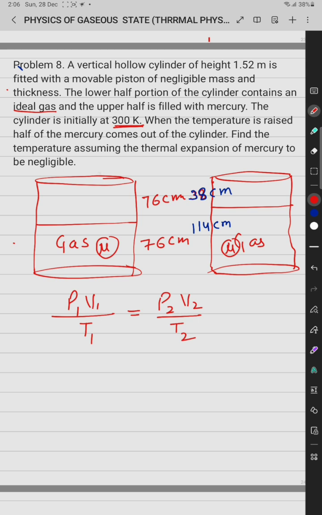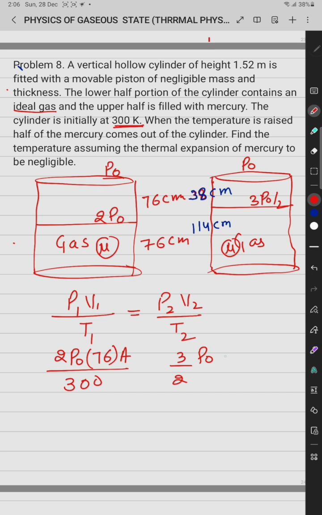Now about the initial pressure: up to this point the pressure is P0, and the gas pressure is just twice of P0. At this point it is P0, half pressure, it means at this point the pressure will be 3P0/2. So P1 is twice of P0 and P2 is 3/2 times of P0. The volume of the gas is 76 into area of cross section, divided by the temperature given, which is 300, and now the volume of the gas is 114 into cross section area divided by the final temperature, suppose T.